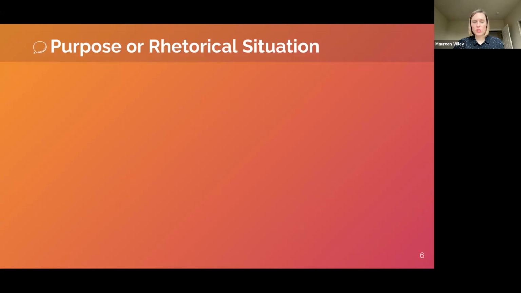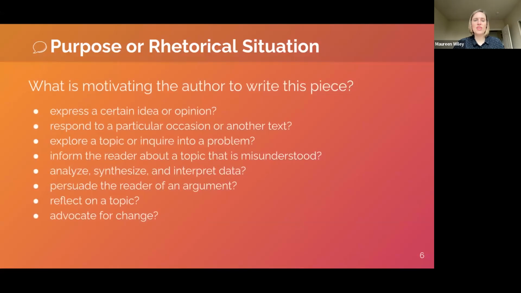So the purpose or rhetorical situation refers to the things that are motivating the author to write this piece. So these are some questions you can ask yourself. I recommend reading the text beforehand and then asking these questions, or read these questions and then have them in mind as you are reading. But this is a newish approach, so it might not feel very natural for many of you, and that's okay. There's nothing wrong.